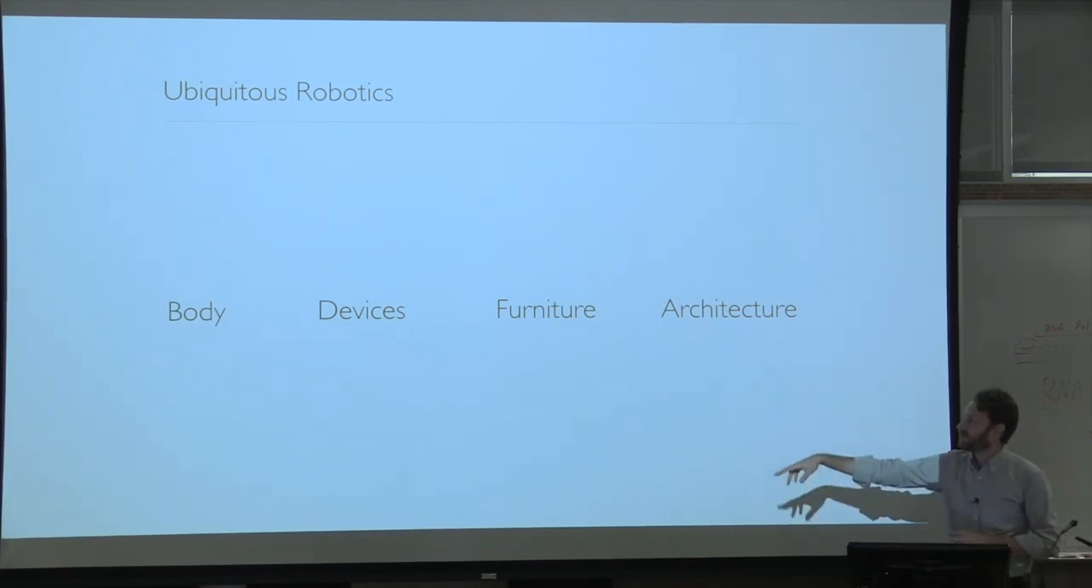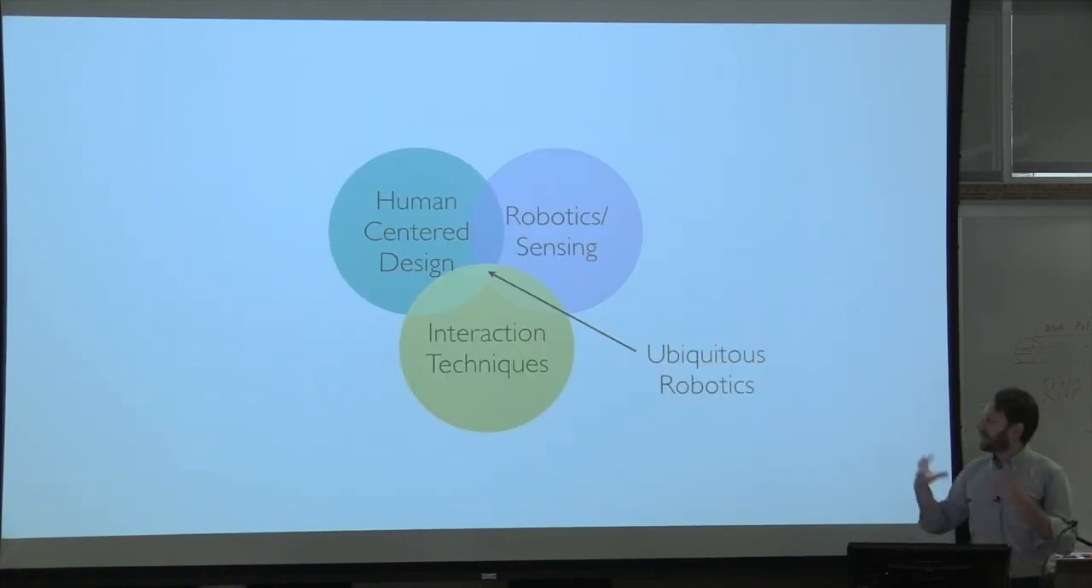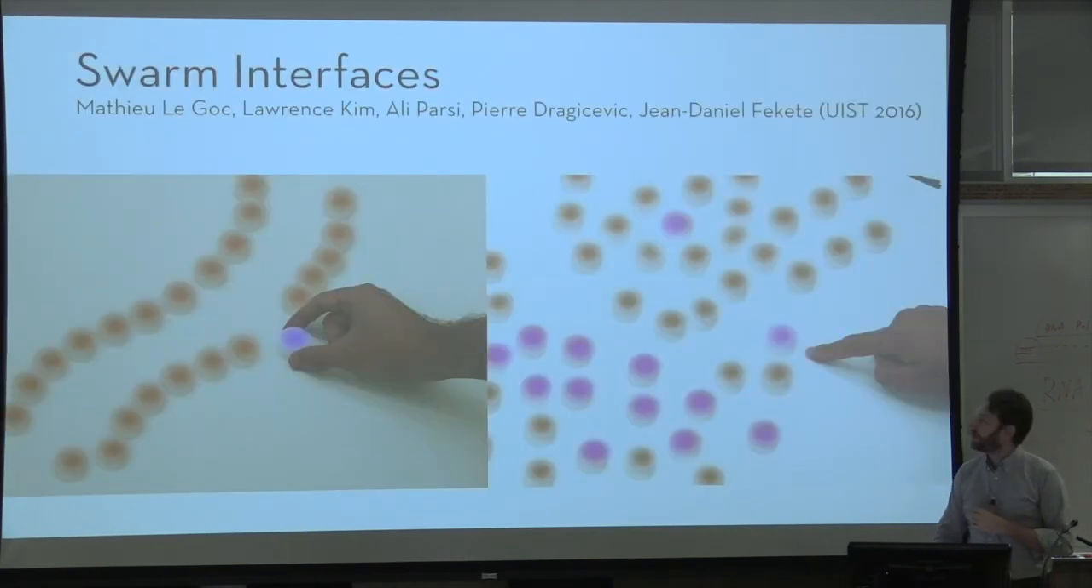So in this talk we've talked a lot about the device scale, but I think it's interesting to think about the body, furniture, or even an architectural scale. And so I think this is a really new and exciting domain, this notion of ubiquitous robotics, which really combines interaction design, robotics, as well as human-centered design to think about how these robots are going to come into our lives. And so we have two projects that I'll really quickly show some videos of, thinking about these ubiquitous robots.